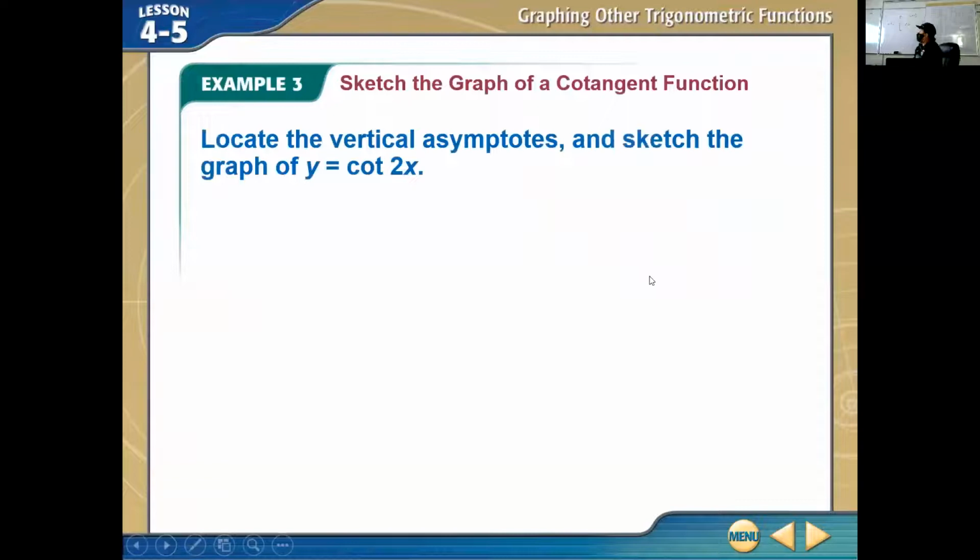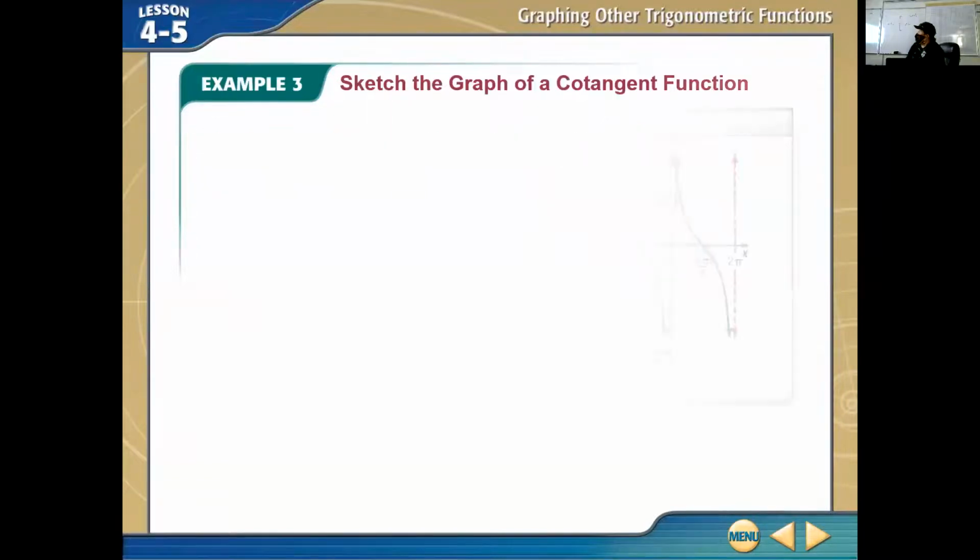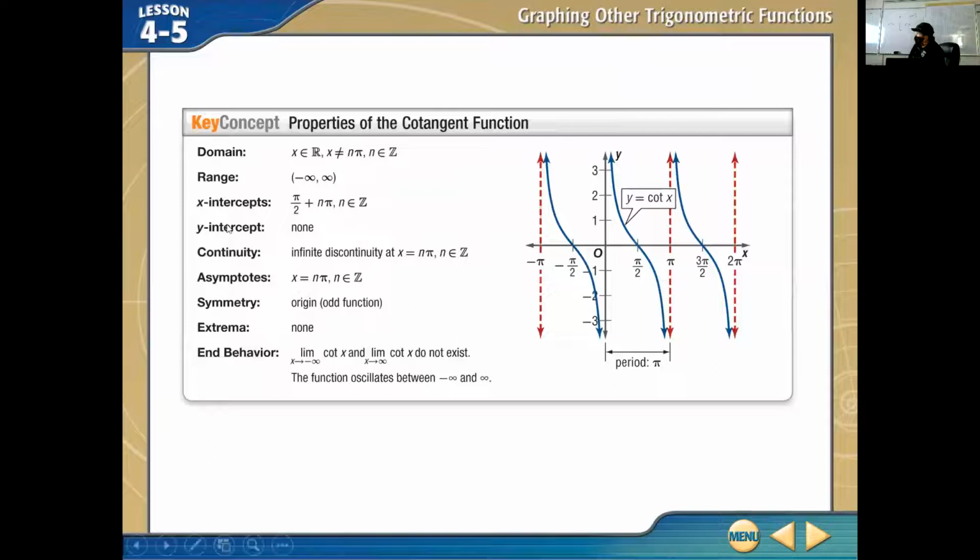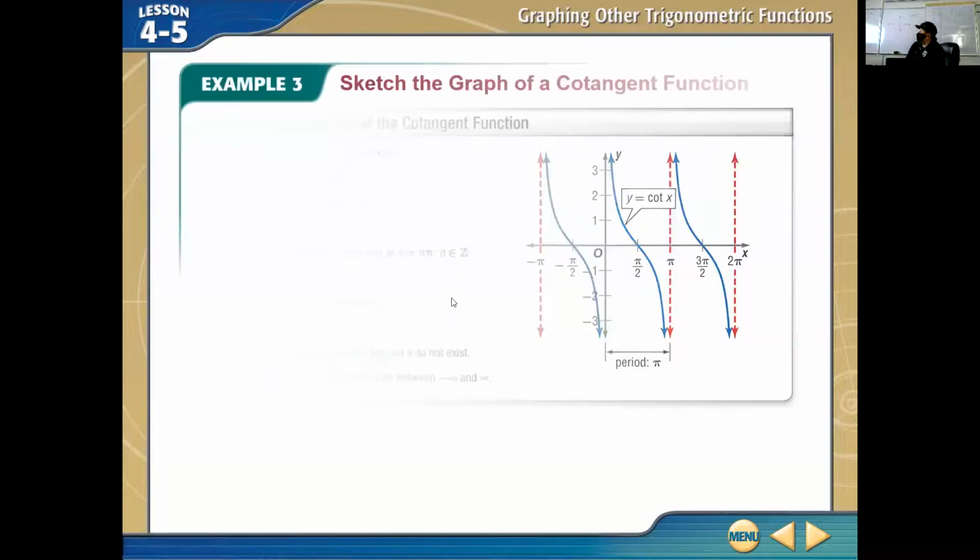Okay, and sketching the graph of cotangent. Other similarities between these two: once again, the period is pi, and the range is all real numbers. The domain excludes the asymptotes, which occur at multiples of pi. There is infinite discontinuity. It's symmetric about the origin, so it is an odd function. If you rotated 180 degrees, it would map onto itself. There are no extrema, and the limits do not exist for end behavior.